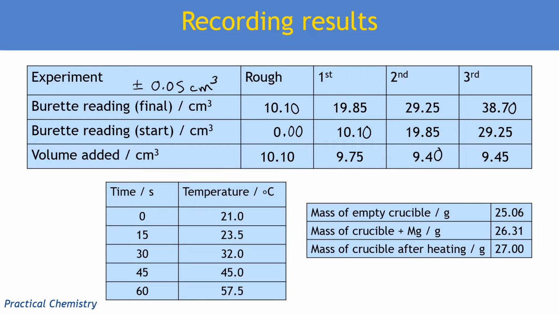And then with my balance, we're just making sure what happens is when we do a difference in readings, so for example, here we've done a mass of empty and a mass of crucible, and after heating has just turned out to be 27.00. We've just got to make sure that we record those zeros and don't get them lost along the way.